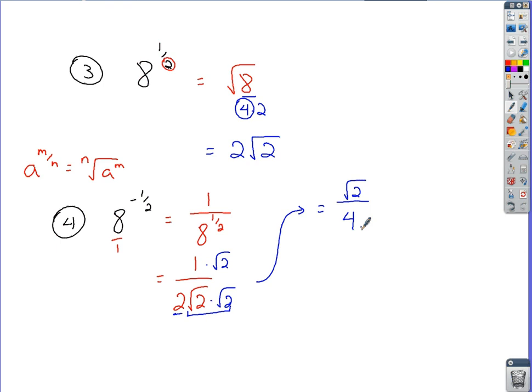And if this has not been entertaining enough, let's try this one. This has got some spice to it. 4 raised to a negative 3/2. Think through the process of the previous 2 problems. What would we do first? Okay, reciprocals. This is basically over 1, so we're going to write 1 over 4 to the positive 3/2, to create a positive power.